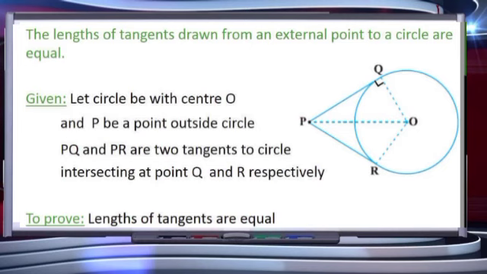What is given to us over here? As you can see in the figure, we are given a circle whose center is O, and P is any point lying outside the circle, and the two tangents, PQ and PR, are drawn to the given circle. What is the construction work? Join P to O. And what do we need to prove here? We need to prove PQ is equal to PR.